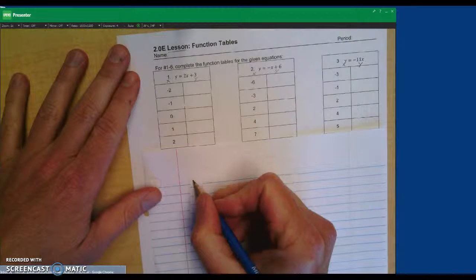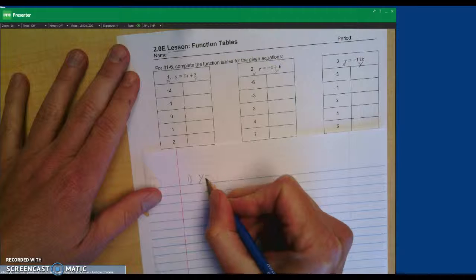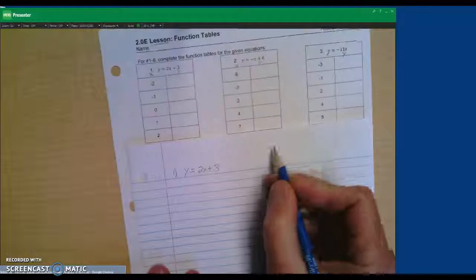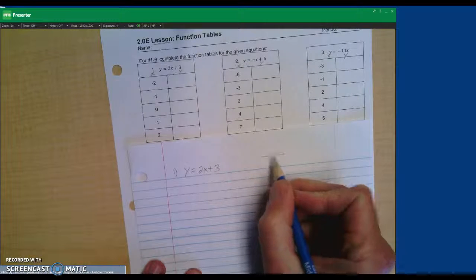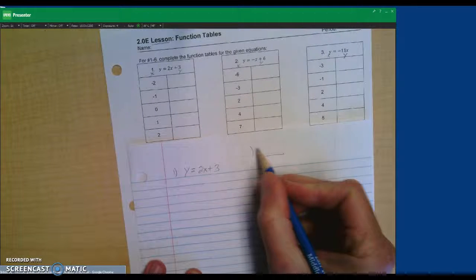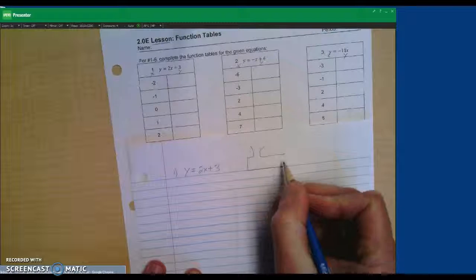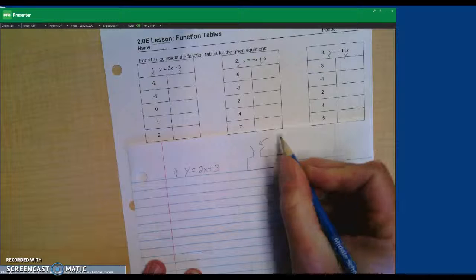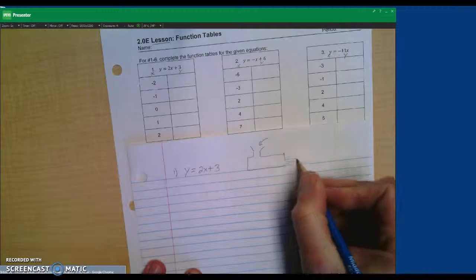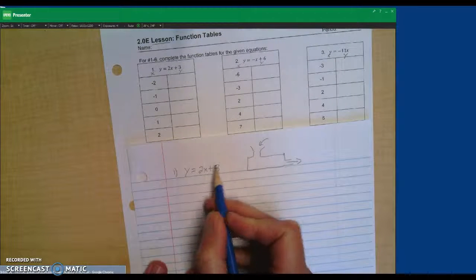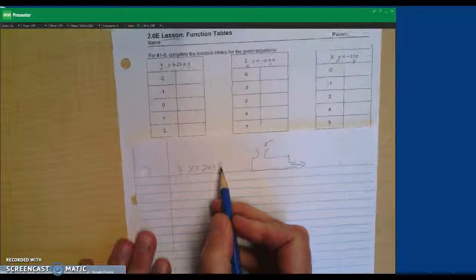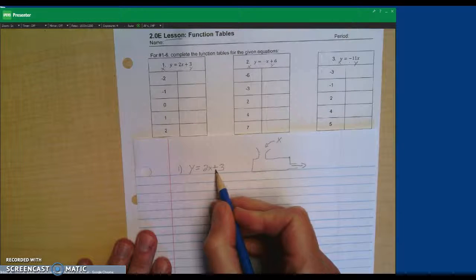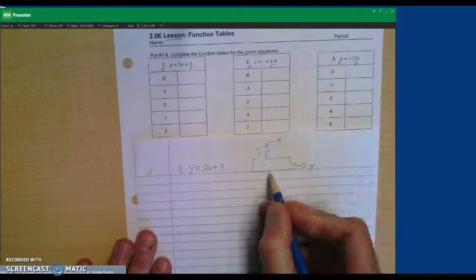Number one, you copy down the equation, y equals 2x plus 3, which is the function. So if I was just to draw my little function machine here, remember this is the Metamorphosis thing. All the stuff that gets dropped in, something happens to it, and then it spits out. In this case, this is the function machine here. Whatever you drop in here is an x. You multiply it by 2 and add 3, and then the y's are going to come out.